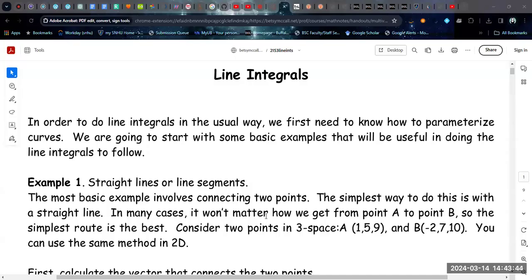All right, so in this video, we're going to be looking at several examples of doing line integrals by the definitions. And in order to understand how to do that, we're going to need to remember how to parameterize curves. So we're going to go through a couple of very quick examples to start with to remember how to parameterize curves, because it may have been a while since we've done that.